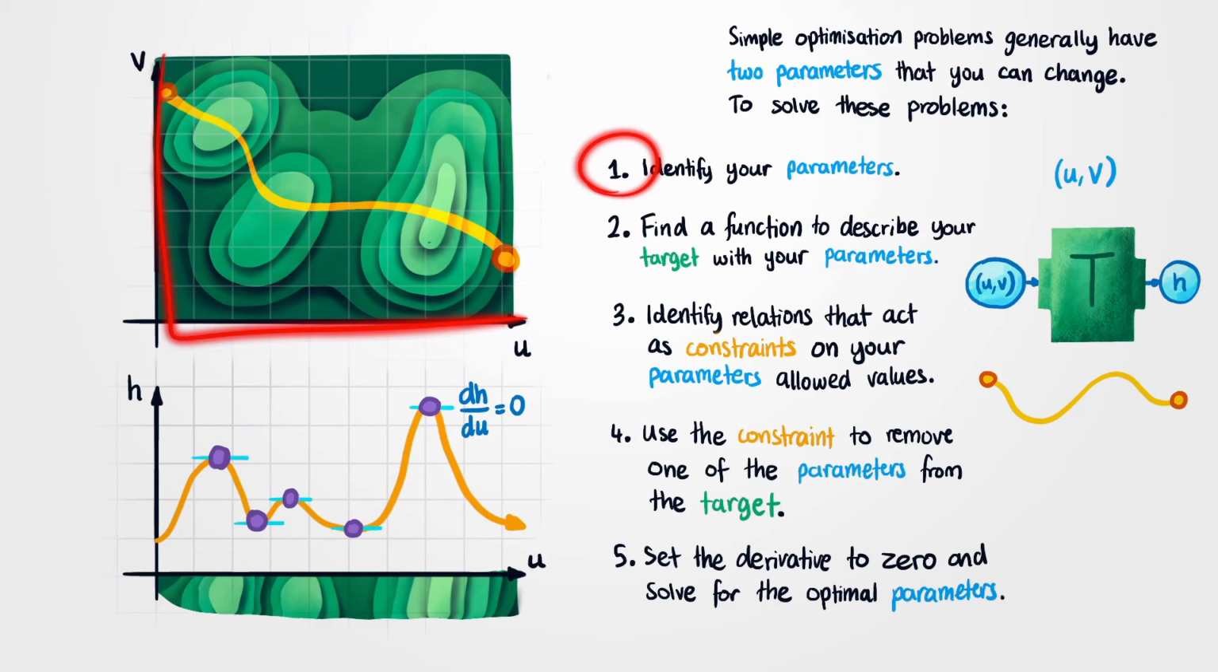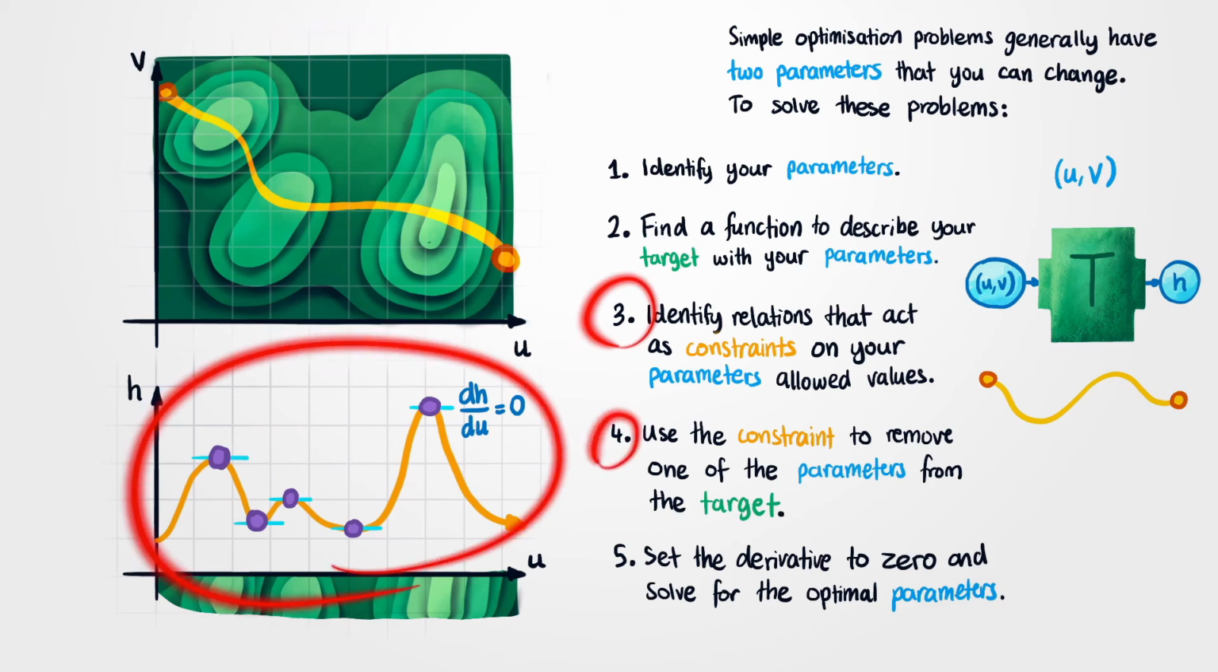After that, you want to find a function that actually describes your target. Now the target is just the thing that you're trying to optimize. But in order to actually optimize it, you're also going to need to find yourself a constraint, like this one over here. Once you've found a useful constraint, you can turn your problem into a one-dimensional problem. And then once you've done that, you can solve for the maximums and minimums on that one-dimensional problem.